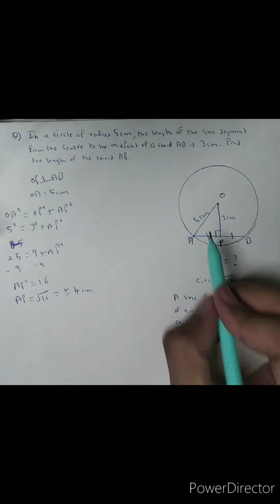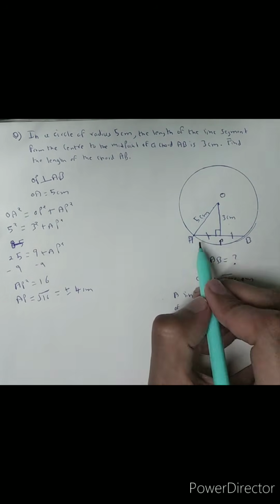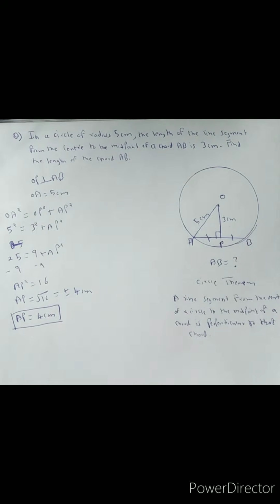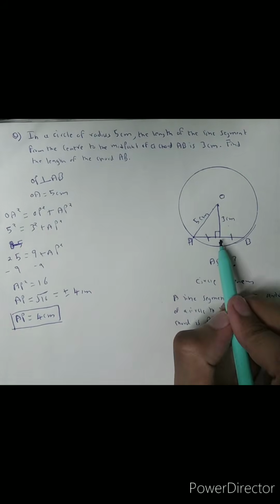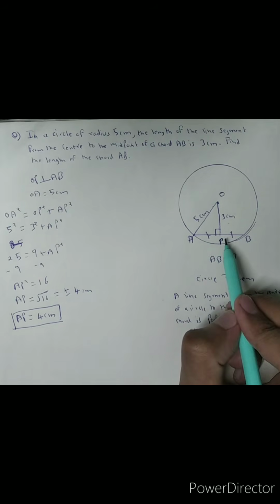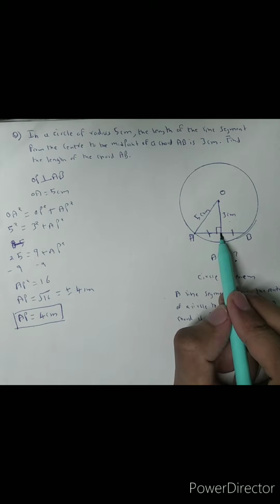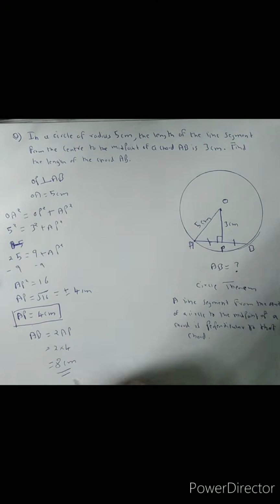But since AP here represents the length in the triangle, we can discard the negative sign. Length cannot be negative. So AP equal to 4 centimeters. And once we get the length of AP, we see here that P is the midpoint of the chord AB. So the length of the whole AB is simply twice the length of AP. That is 2 times 4, that is 8 centimeters, which is our final answer.